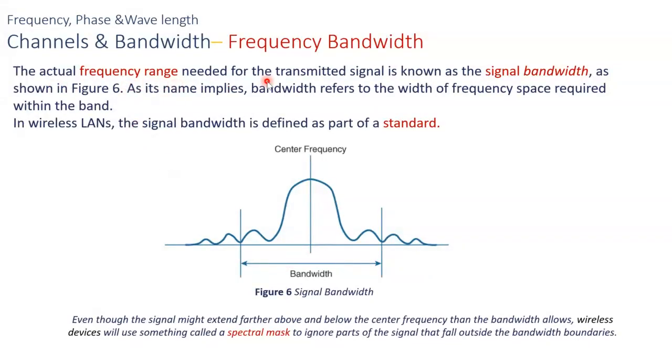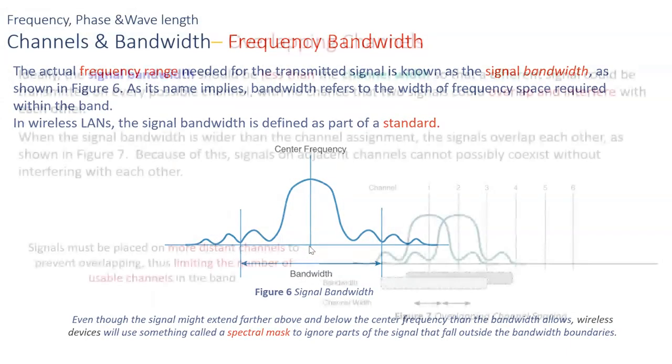The actual frequency range needed for a transmitted signal is known as the signal bandwidth. What is the signal bandwidth? It is the actual frequency range needed for a signal to be transmitted. So from its name, it refers to the width of the frequency space required within this band.